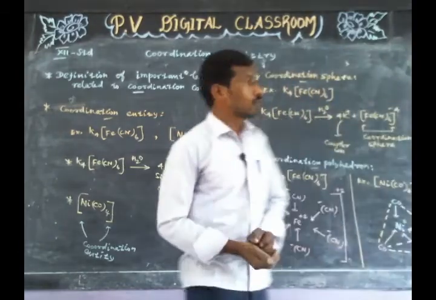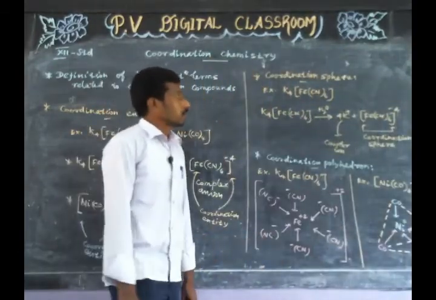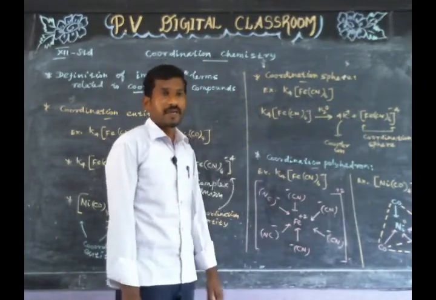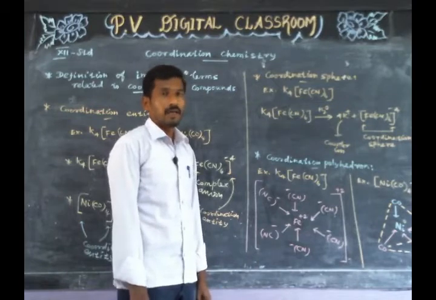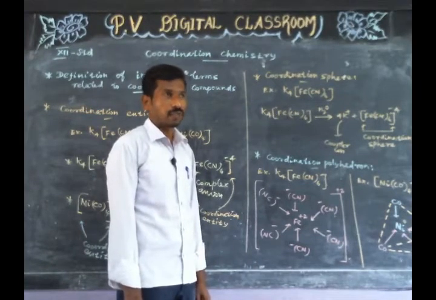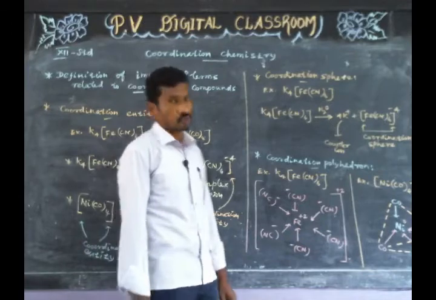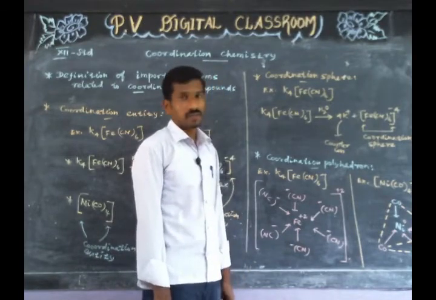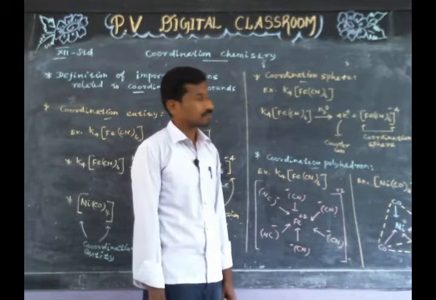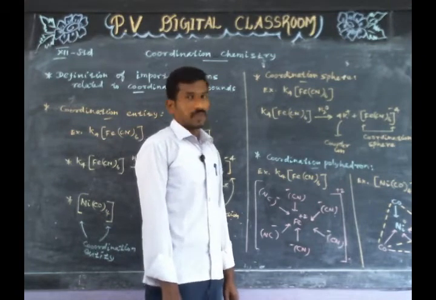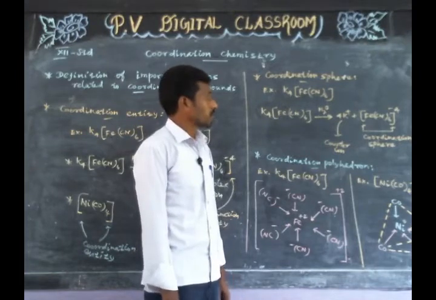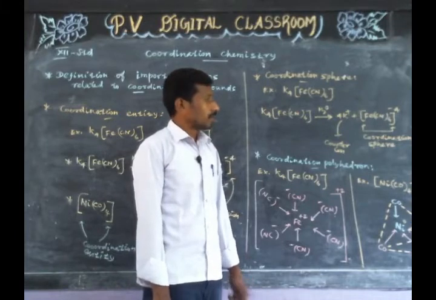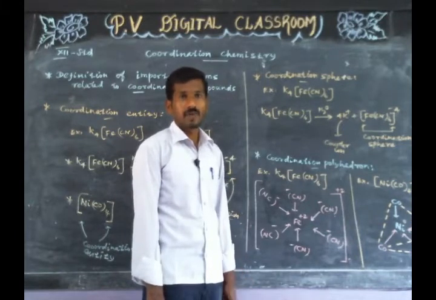Next, coordination sphere. In coordination compounds, the central metal atom or ion and the ligands that attach to it are enclosed in a square bracket with net charge. This is called the coordination sphere. Species or groups which are present outside the square bracket are generally ionizable in nature.